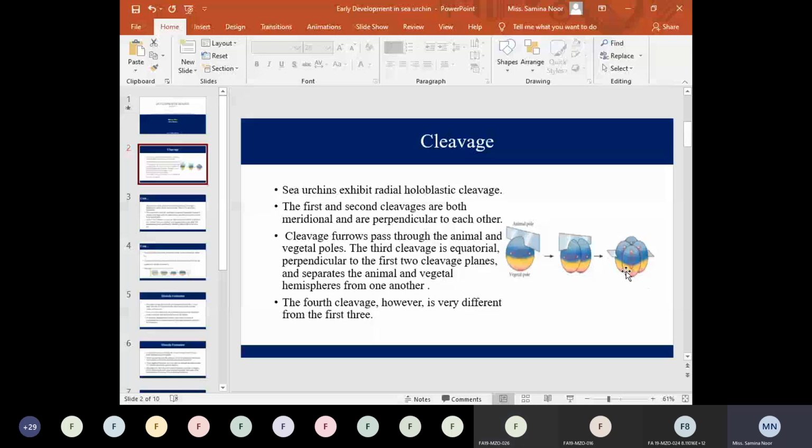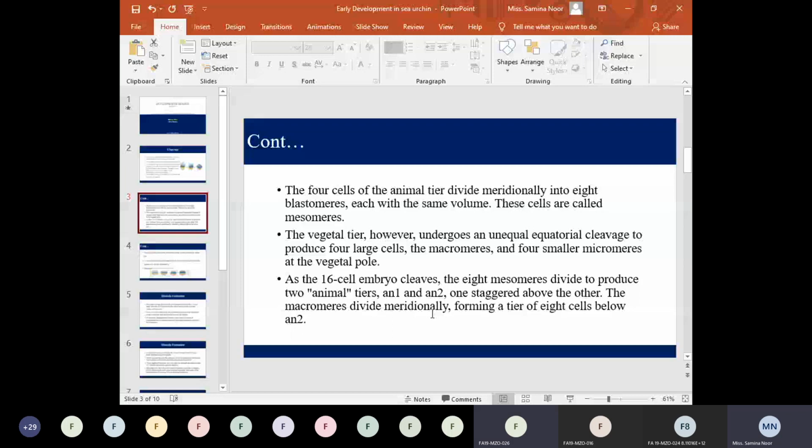So the fourth cleavage is however very different from the first three cleavage divisions. The four cells of the animal tier divide meridionally into 8 blastomeres, each with the same volume, and these are called mesomeres. So in the fourth cleavage division, the cells of the animal half divide vertically, known as the meridional kind of cleavage division. Okay, so the fourth cell division is different as compared to the first three cell divisions.